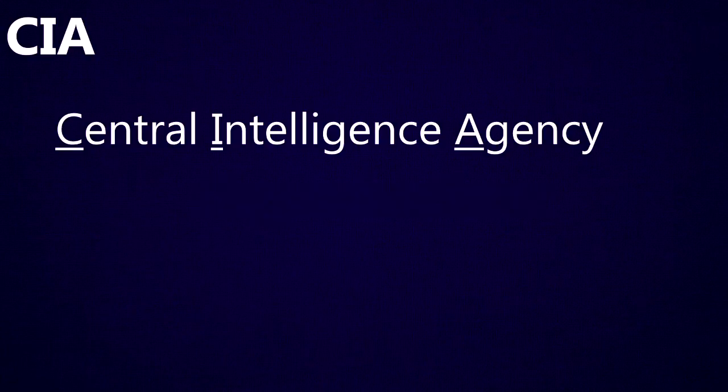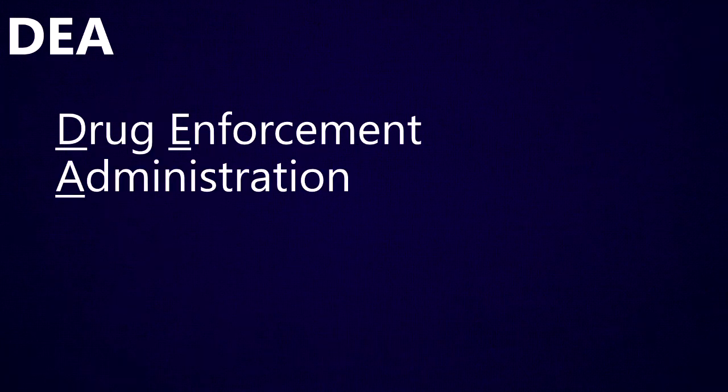Now I'm going to go through a few for organizations you might hear about or read about. First one, CIA, Central Intelligence Agency. We just say CIA. The DA is a district attorney. DEA is the Drug Enforcement Administration. So if you're reading or listening to news where they talk about drugs, you'll probably hear the word DEA.